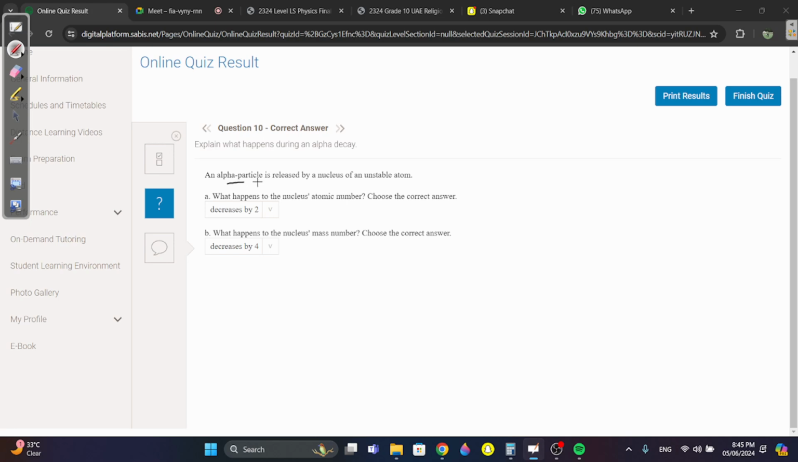What happens? Okay, an alpha particle is released. An alpha particle is He-4-2. So if it's released, it means it's losing 2 from the atomic number, and from the mass number it will lose 4.